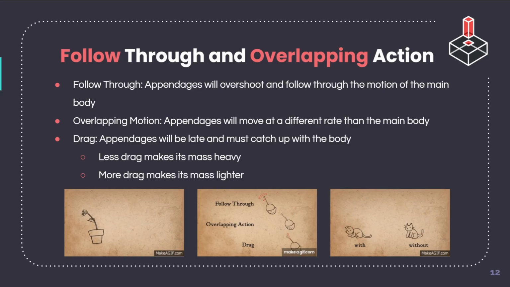So this cat in the bottom right, you can see that its tail, when you're thinking about follow through, feels more natural because that tail is being pulled by and dragged behind the main cat body.